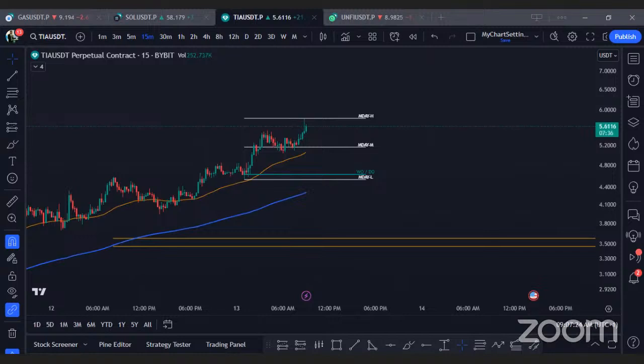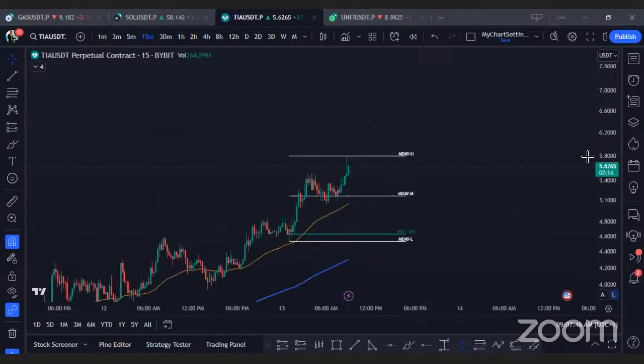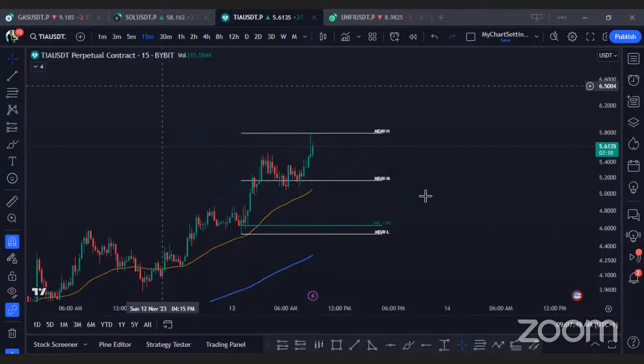In most cases, it is like that. At times it is like that. Okay, so just wait for pullbacks and take long.